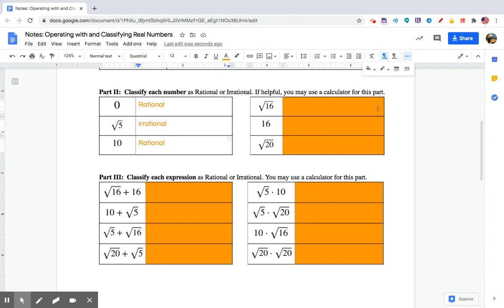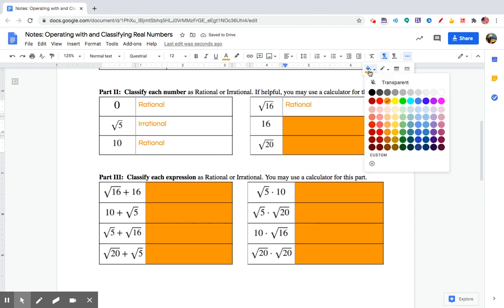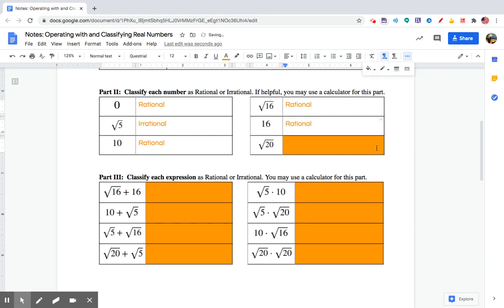So the square root of 16. Now 16 is a perfect square. Therefore, the square root of 16 is a whole number, 4. And as a result, square root of 16 is a rational number. 16 is also a rational number. But the square root of 20, because 20 is not a perfect square, if you entered that into a calculator, you'd find that these digits go on forever and there is no pattern and it never terminates. So the square root of 20 is an irrational number.